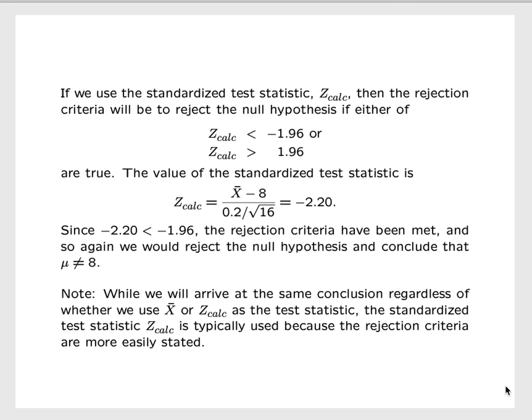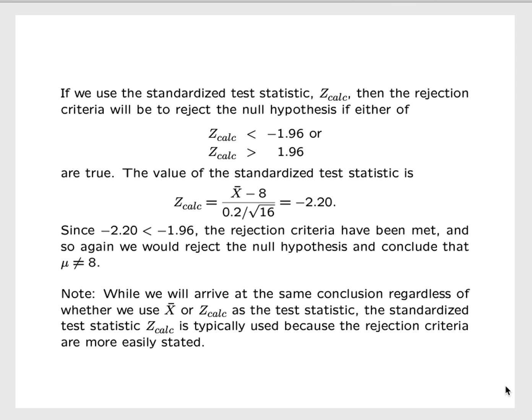Now, if we use the standardized test statistic, z-calc, then the rejection criteria will be to reject the null hypothesis if z-calc is either less than negative 1.96 or if it's greater than positive 1.96.